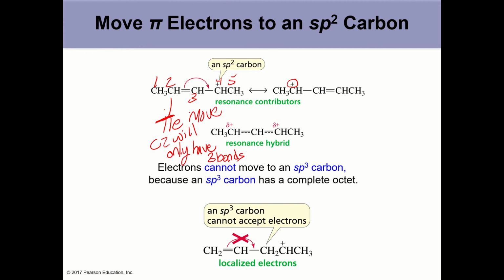Okay, so carbon 4 in the first resonance structure is allylic to the vinyl carbon 3. And in the second structure, the second resonance contributor, C2 is allylic to vinyl carbon 3.